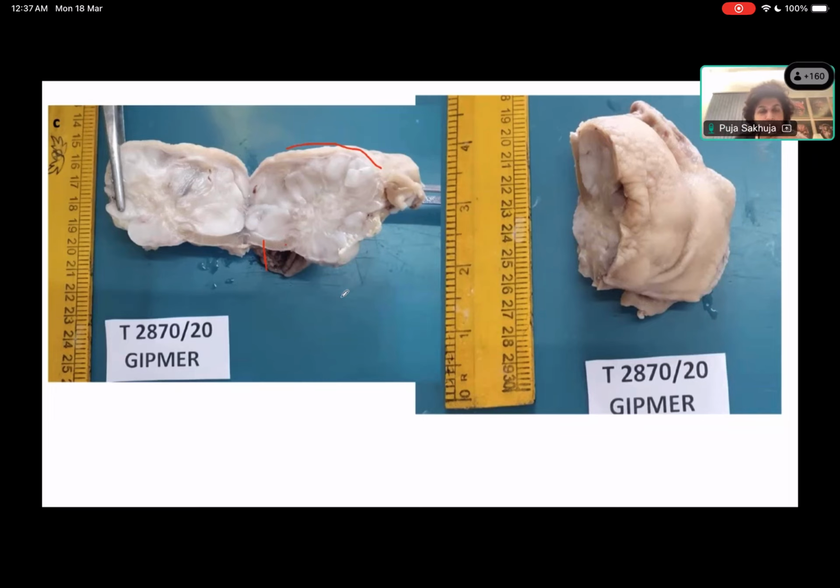Now what does the cut surface show? It's very white in color. This region, these ones, polypoid, they are almost pearly white. It is lobular, polypoid almost.